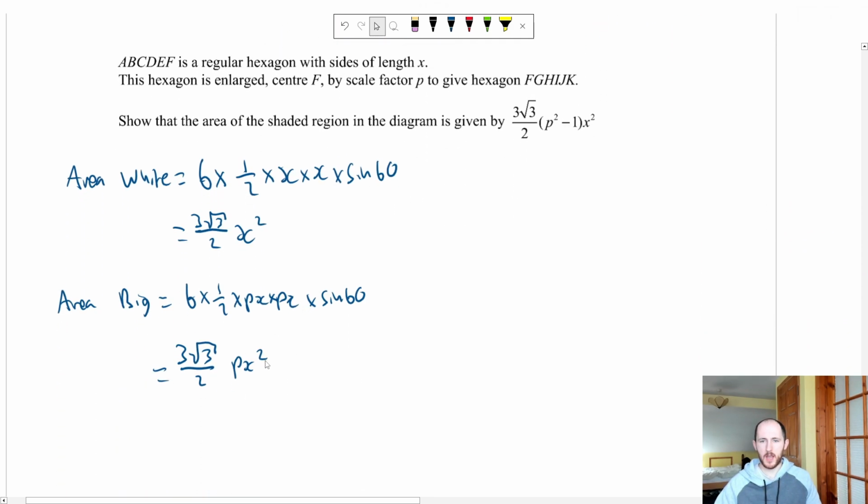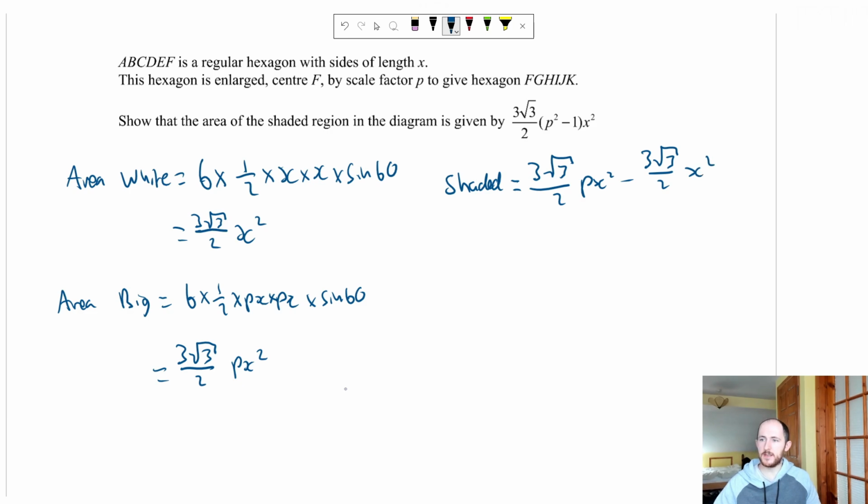So it tells me, show that the area of the shaded region is just, if we look at it, we actually have the pieces. So the shaded region, I'm actually going to write this over here, is just the big hexagon minus the small hexagon.